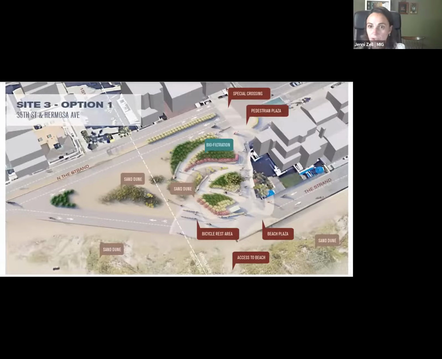Option 1. Oh, and then someone was asking, what's the difference? This stair is reconfigured and it's integrated into the sloped walkway configuration, and it has different plaza-like features. That's this option.